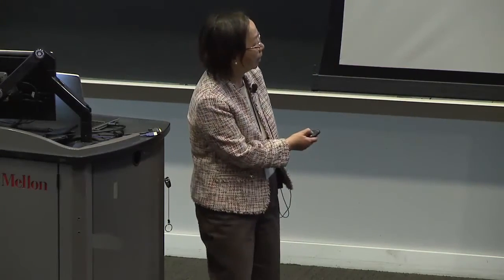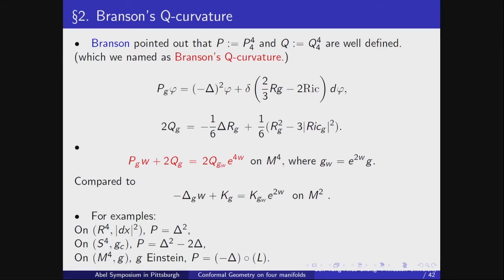So this P operator is easy for R^4: it is Laplace squared. On an Einstein manifold it is also easy. On the 4-sphere it is Laplace squared minus 2 Laplace. And in general, for an Einstein metric, that is when Ricci is proportional to the metric, it's just minus Laplace composed with the conformal Laplace operator. So not only do we have a fourth order operator, we have a Q curvature relating to that. If one looks at this expression of Q curvature, you notice I wrote it in such a form.